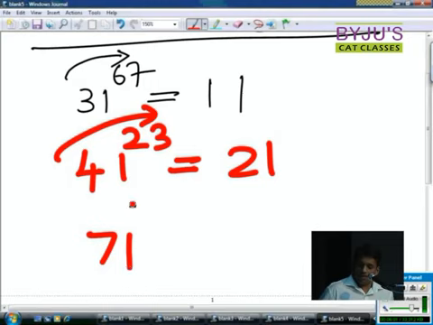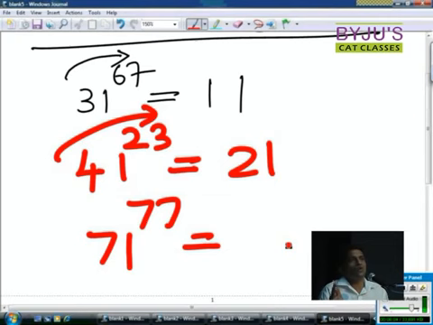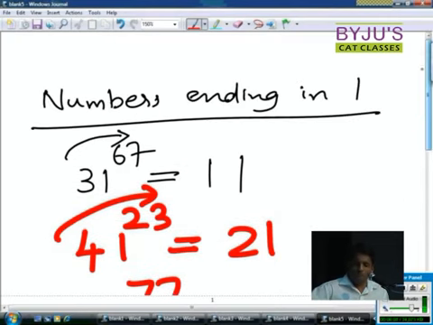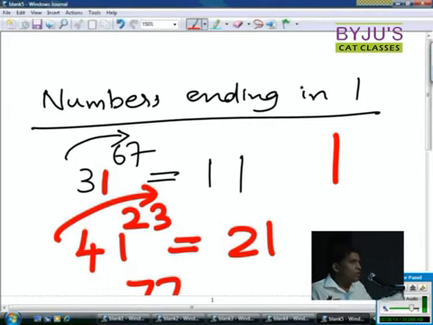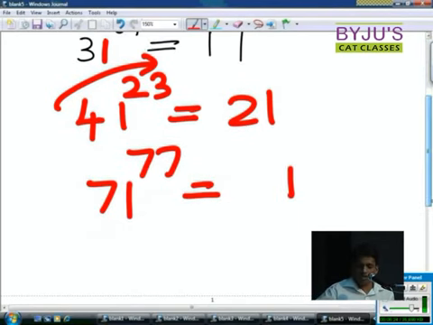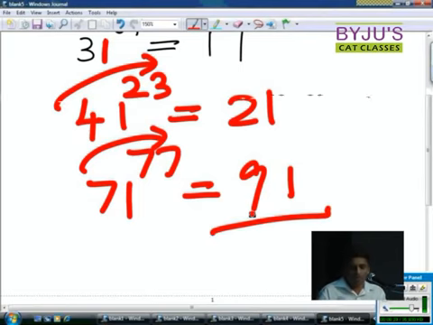71 raised to, let's say, 77. Last 2 digits will be, last digit is always 1, right? That we know from the power cycle itself. Numbers ending in 1, what is the power cycle of 1? It's only 1. Power cycle, when I say, it's the one which we have already discussed. Unit digit is always 1. Second last digit is the only thing you need to find out. And that's as easy as this: 7 into 7, 9. Just a single multiplication.